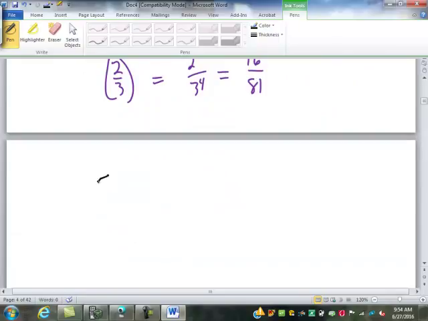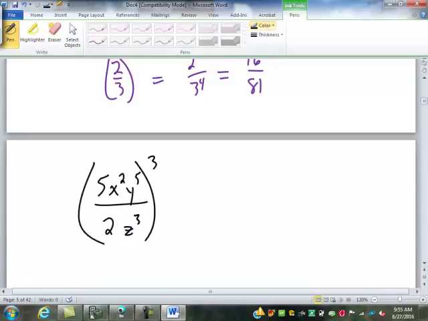So we might have 5x squared y to the 5th power of 3. Oops, sorry. Let's do this right. Over 2x to the 3rd y. Actually, let's make it easy, sorry. Let's put this as z's down here instead of y's. Over 2z to the 3rd. Like that. I'll throw that other part in the next step.